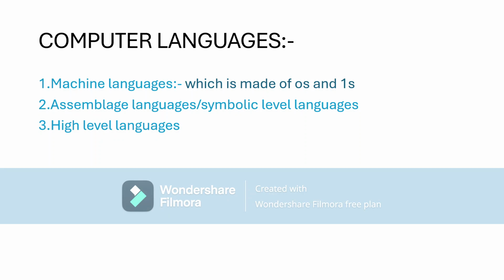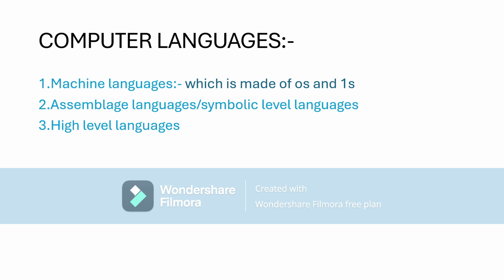The computer level languages. So we need to understand what computer languages are. Computer level languages are the languages used to communicate with a computer. So we need one language to communicate with a computer. It can't understand human level languages, so that language is called a computer language.